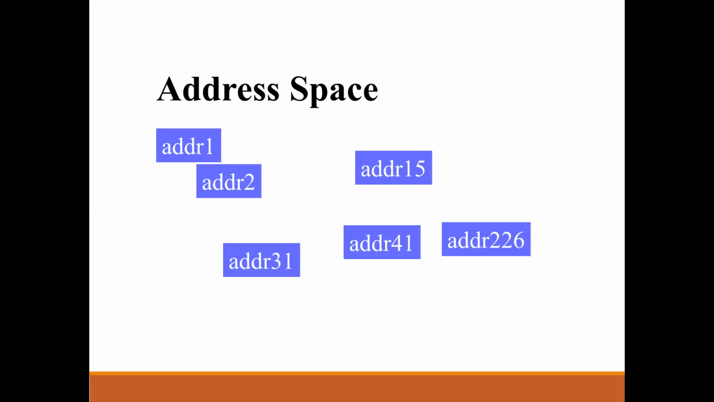This is the address space. In front of you is the address space. The address space is nothing but the addresses are assigned here like this. Address 1, address 2, address 3, address 4, address 5, address 15, address 31, address 41, and address 226. So this is about the address space.